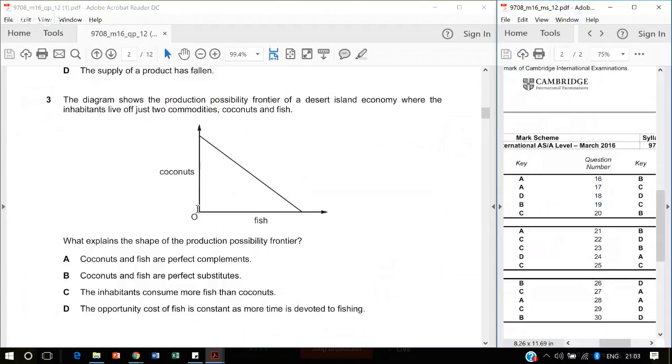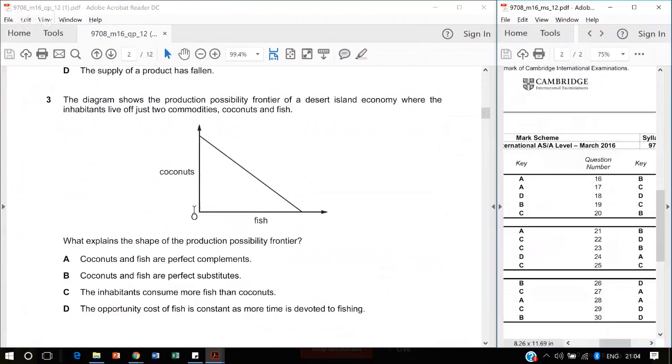The diagram shows the production possibility frontier of a desert island economy where the inhabitants live off just 2 commodities, coconuts and fish. What explains the shape of the production possibility frontier? Okay, so we see that this PPF has constant returns. There is perfect factor mobility between the two, which means that all the factors of production are equally good at producing both. There is no cost to swapping production from coconuts to fish, and nothing is better than producing one or the other.